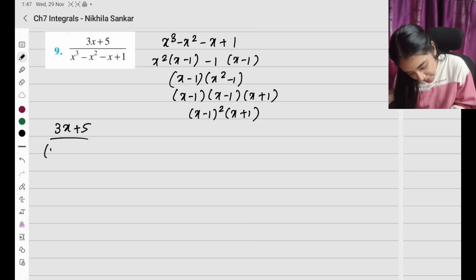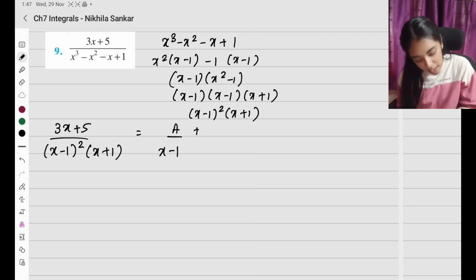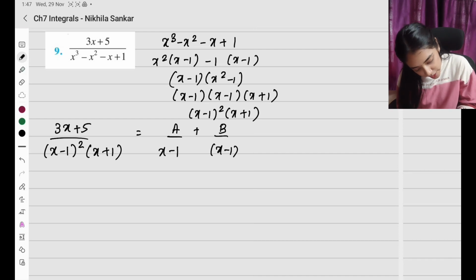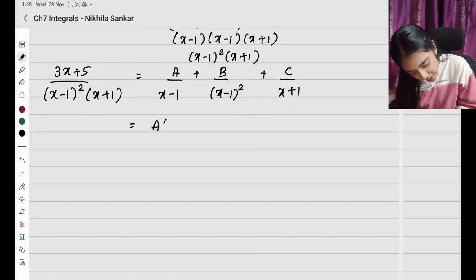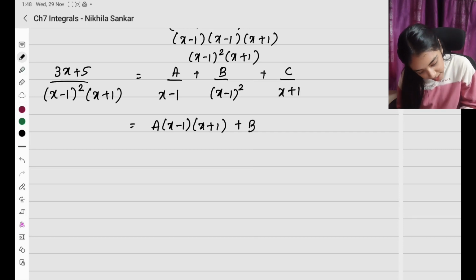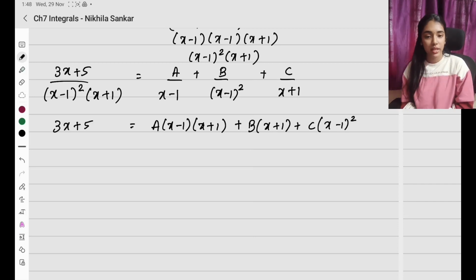So 3x plus 5 divided by x minus 1 the whole square times x plus 1. So how do we write this? a divided by first x minus 1, then b divided by the square term, and then c divided by x plus 1. Okay, so now taking the LCM I have what is missing: x minus 1 is missing x plus 1, and here what is missing is x plus 1, plus here I need x minus 1 the whole square. The numerator can be equated because the denominators are same.